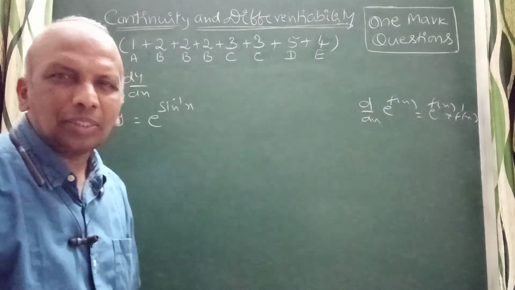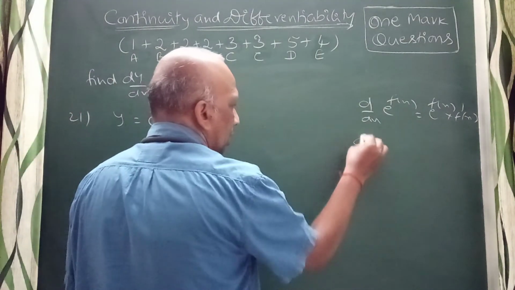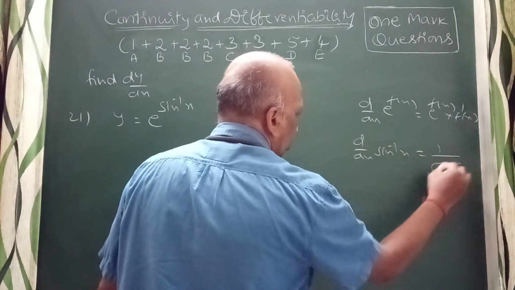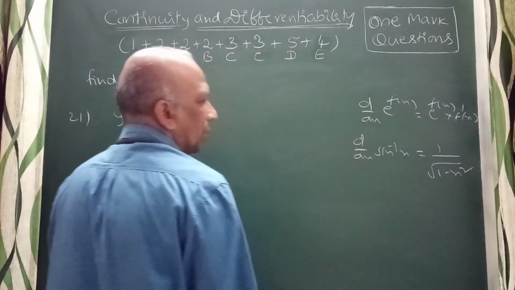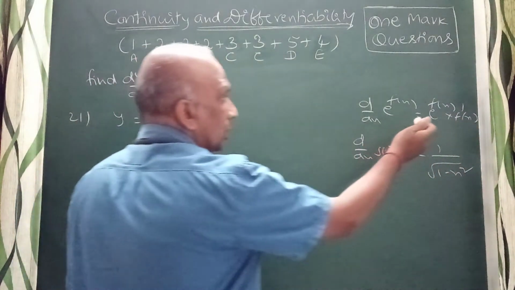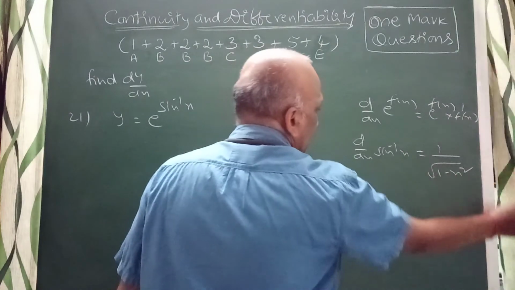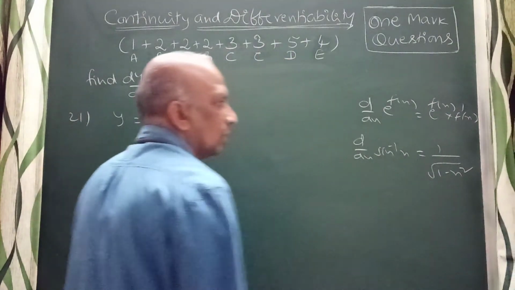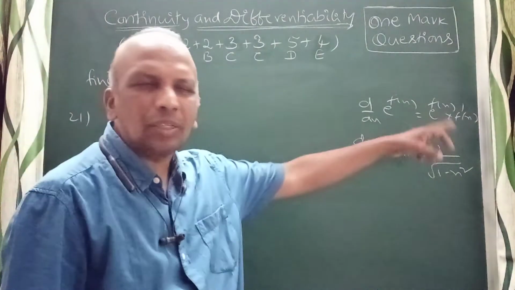e power f of x, again the derivative of sin inverse x: d by dx of sin inverse x is 1 by root of 1 minus x square. This is the derivative of e power f of x, which is e power f of x into f dash of x, correct? I have written f dash of x, e power f of x into f dash of x.